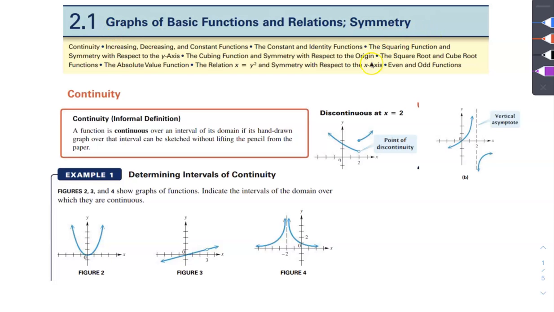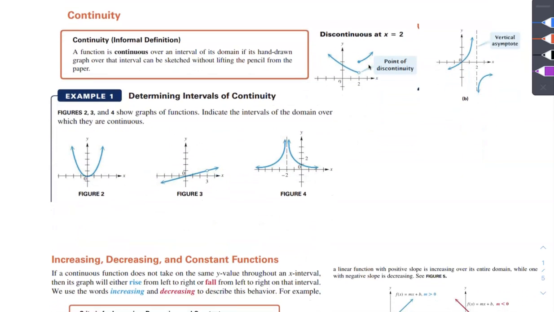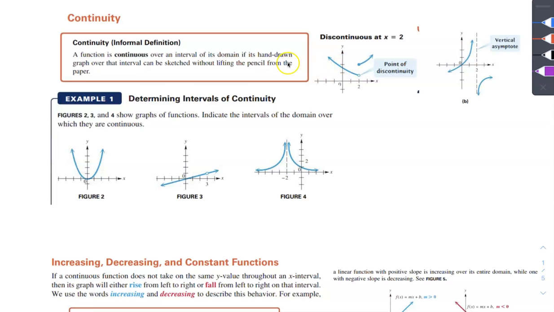Graphs of basic function relations and symmetry. So first we're going to talk about continuity. Basic continuity means if I could draw it without picking up my pencil, it's continuous. Look at this picture here. That's continuous everywhere. Now this graph, I'm drawing it, I have to stop at that hole and then go on again. So it's continuous everywhere except for 3.